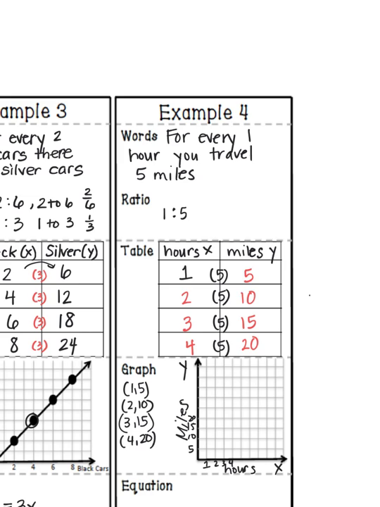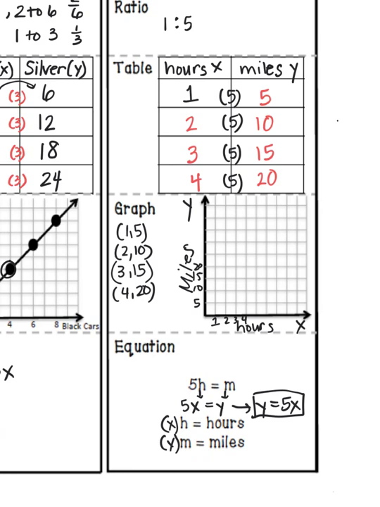Okay, so you should have written something like, for every 1 hour you travel 5 miles, or you could have said for every 1 hour the car goes 5 miles, but make sure that 1 comes first and then 5. Okay, now I kind of started the graph already. I can go right to the graph now. Make sure you label it x, y. X is hours, y is miles.